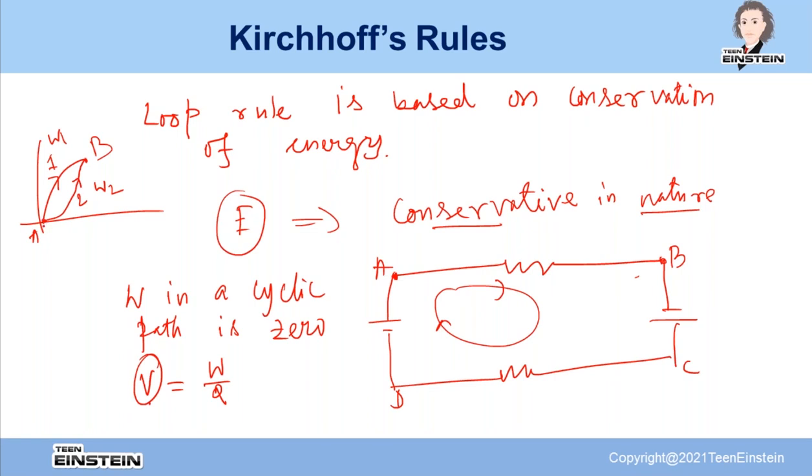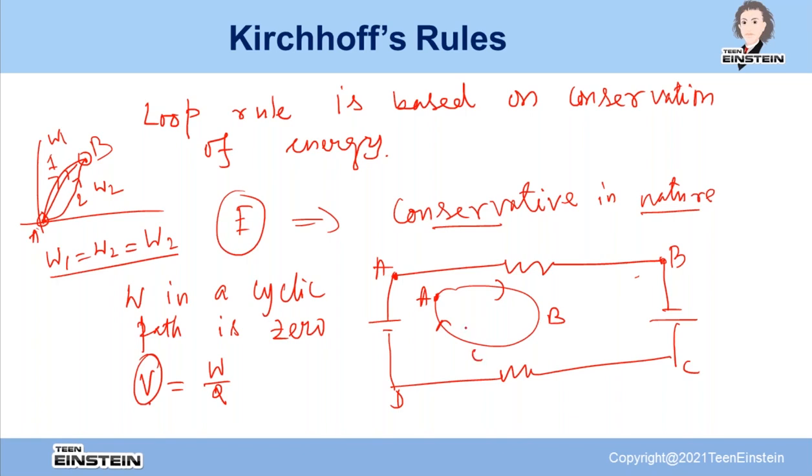So what is this work done depending on? Work done depends on the end points, not the path. So in this case, if I start from A, go to some point B, then some point C, and then come back to A, that means both your initial and final positions are the same point. That's why the work done is 0 over here.